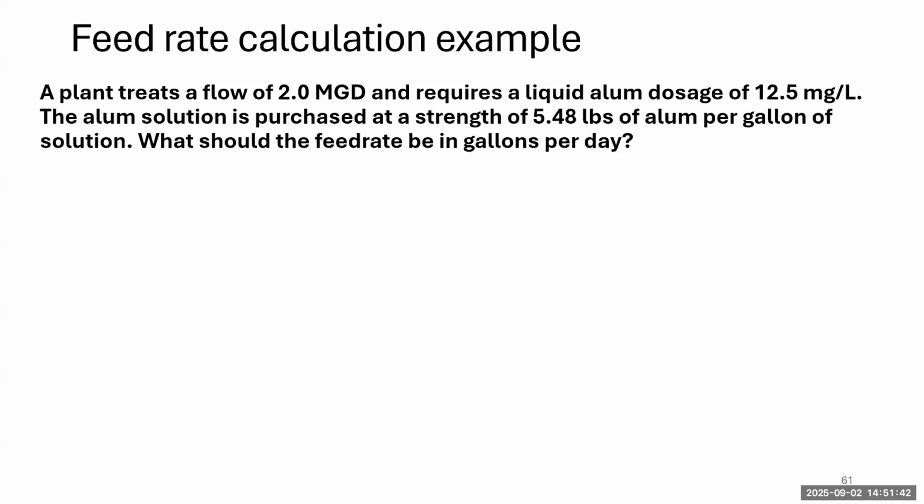We have a treatment plant, and it has a flow of 2 mgd, 2 million gallons per day coming in the plant and going out the plant. And we have a liquid alum dosage of 12.5 milligrams per liter that we need. Now, the actual alum that we have has 5.48 pounds of alum in each gallon. So what should be the feed rate of this chemical in gallons per day?